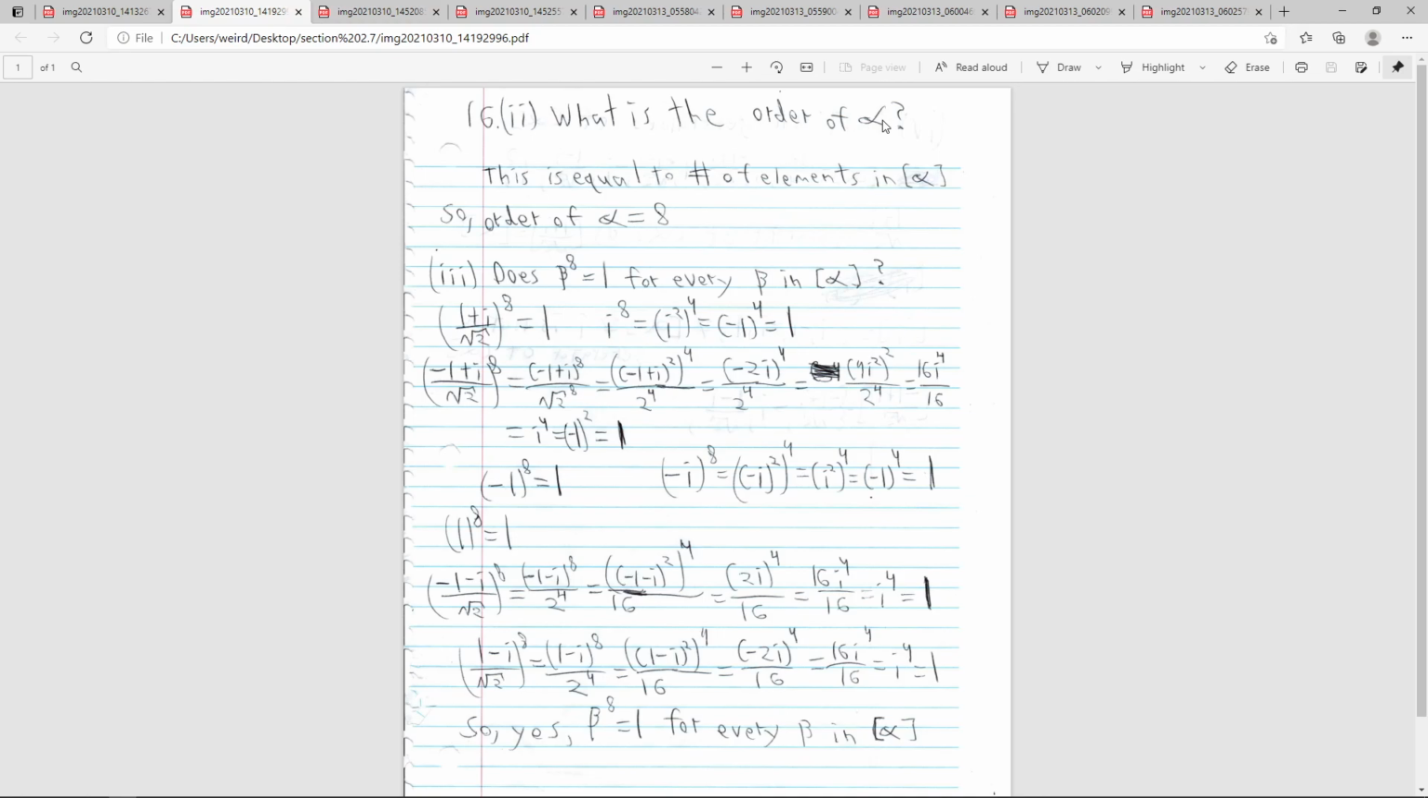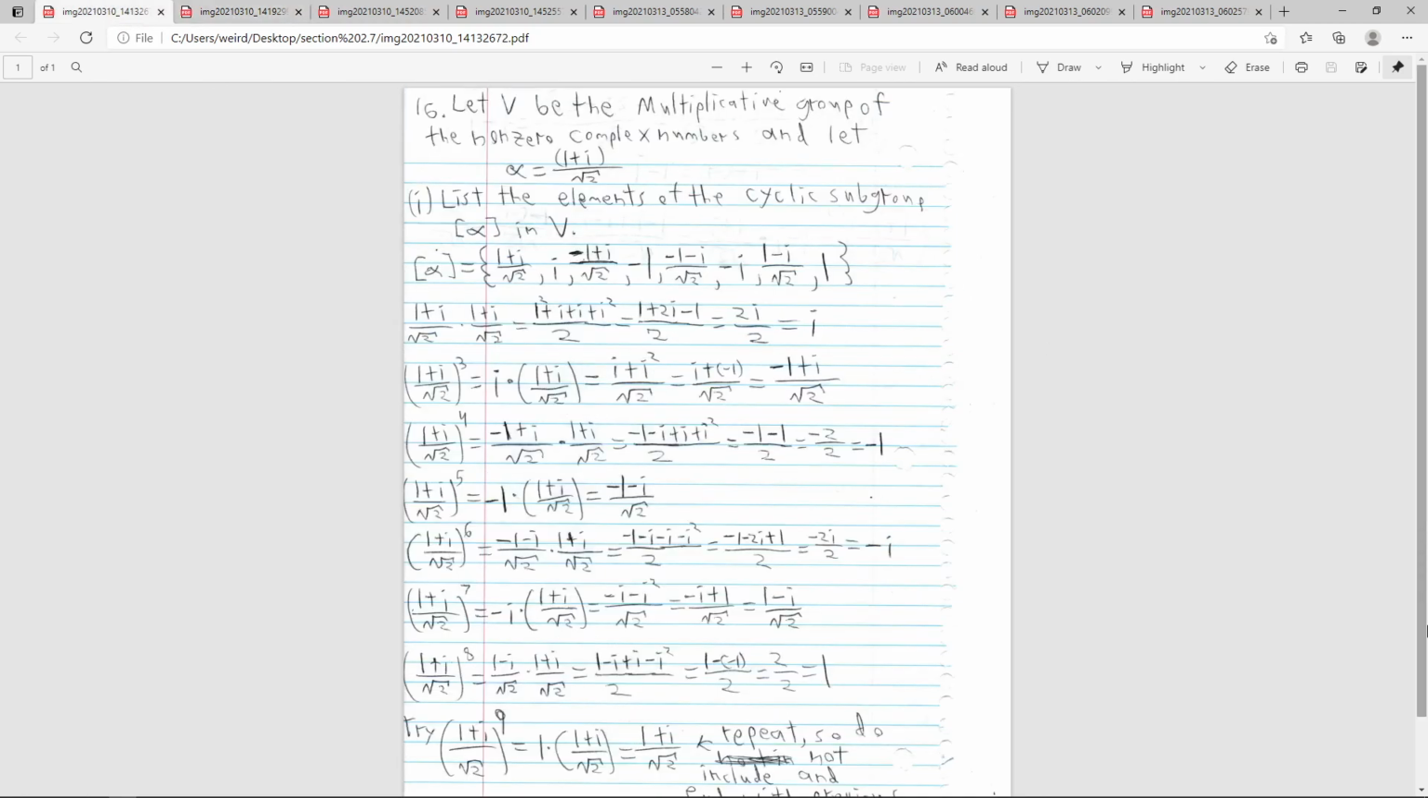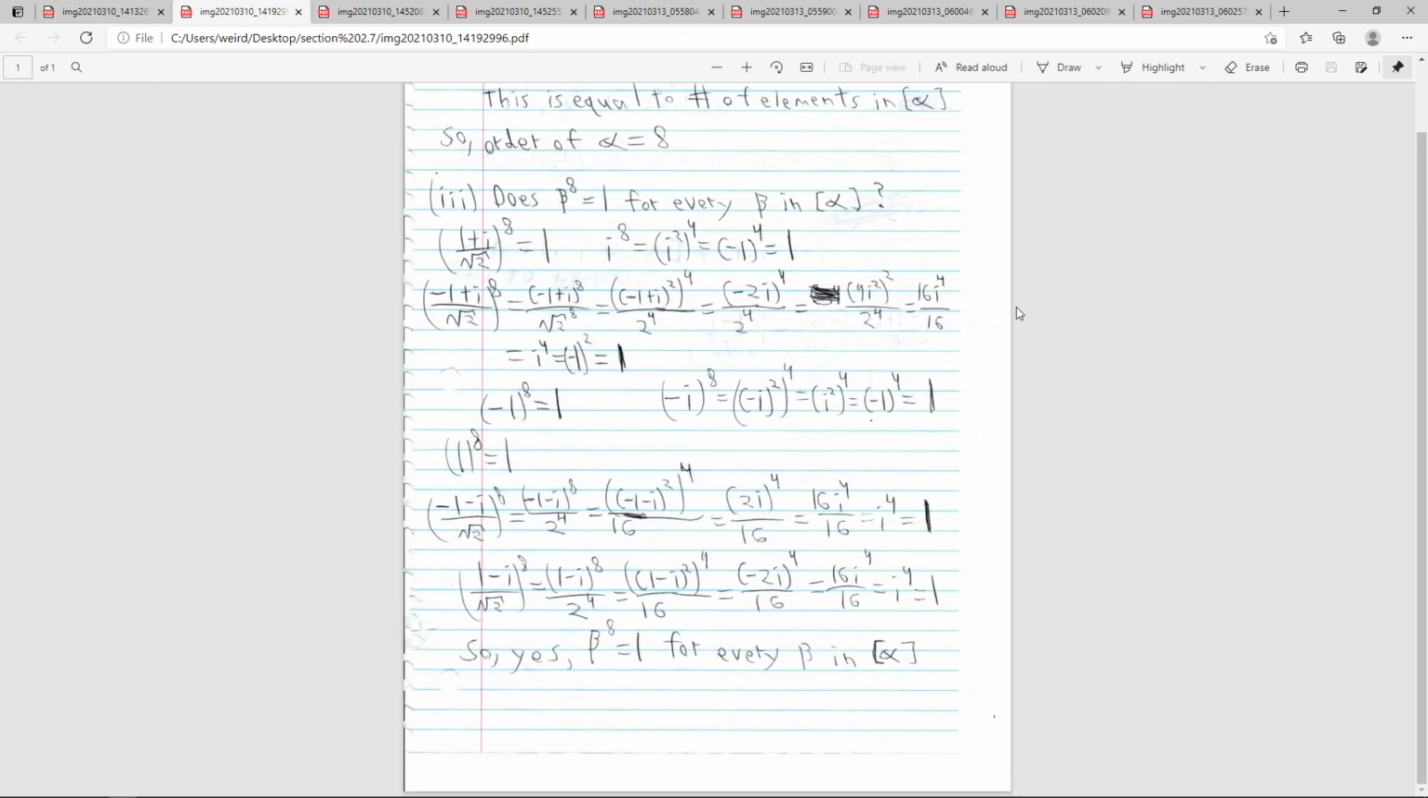What is the order of alpha? This is equal to the number of elements in the cyclic group of alpha, so the order of alpha equals 8. As you can tell, you have 1, 2, 3, 4, 5, 6, 7, 8. Next: does beta to the 8th equal 1 for every beta in alpha?